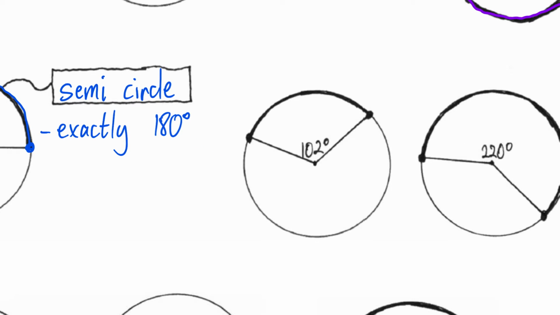Now, this arc right here, from here to here. It's a minor arc. Okay, good. This is going to be a minor arc. And why did you say that? It's under 180. It's less than 180.